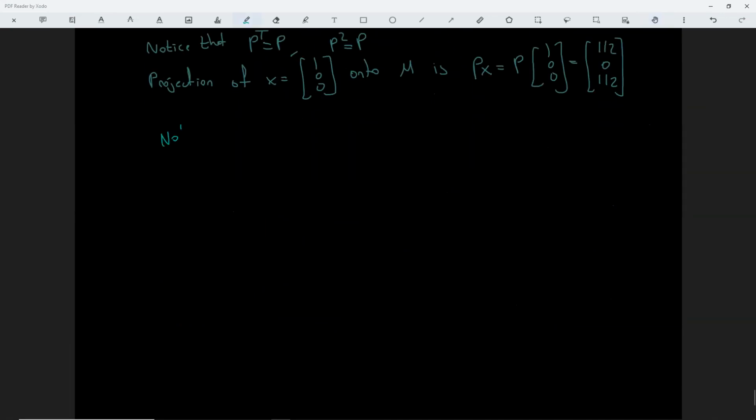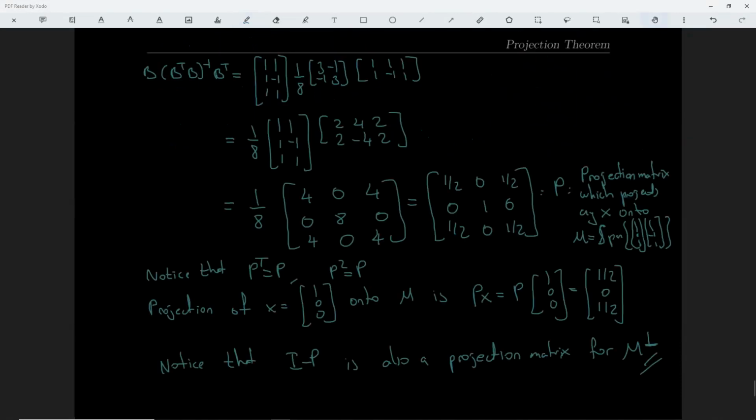And notice that I minus P is also a projection matrix. And it projects the vectors onto M orthogonal complement. And you can find that as well.